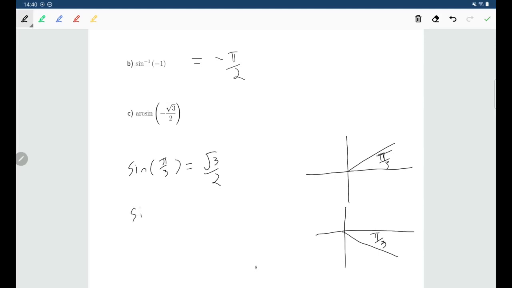So if you looked at sine of negative pi over 3, that is negative root 3 over 2. And now that we know that, we can answer our question. Since sine of negative pi over 3 is negative root 3 over 2, then sine inverse of negative root 3 over 2 is negative pi over 3.